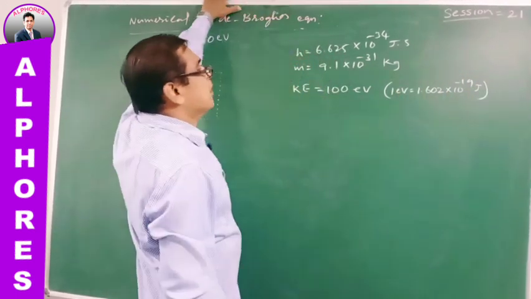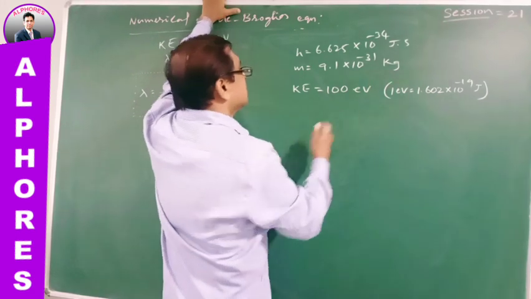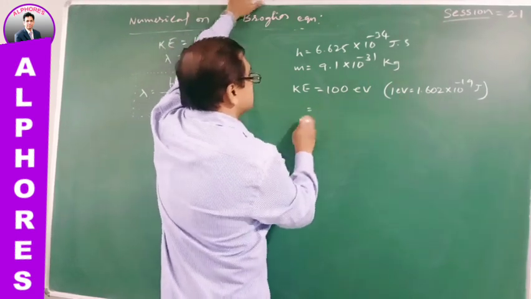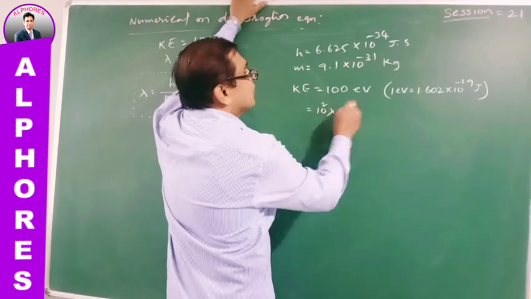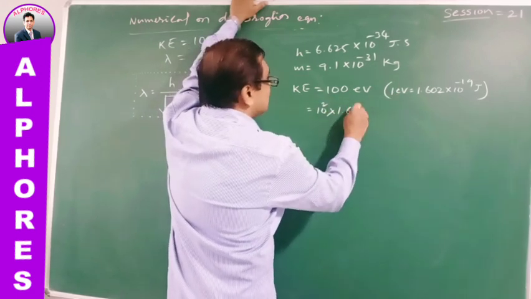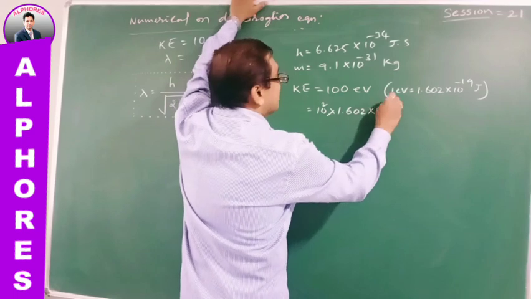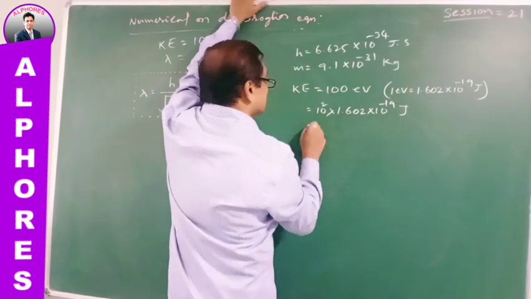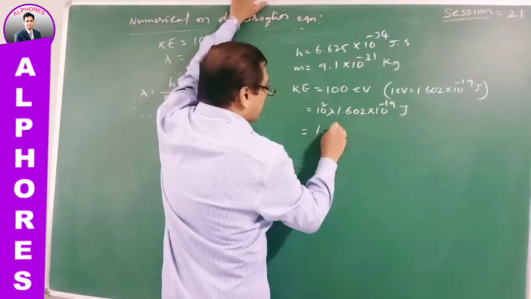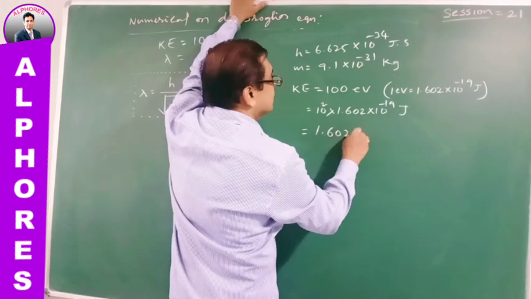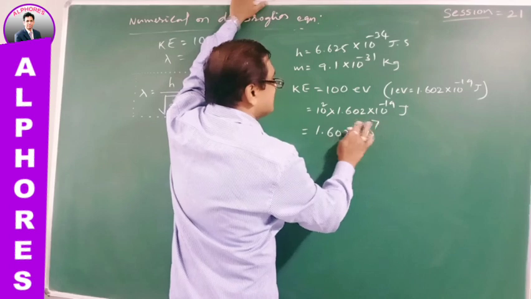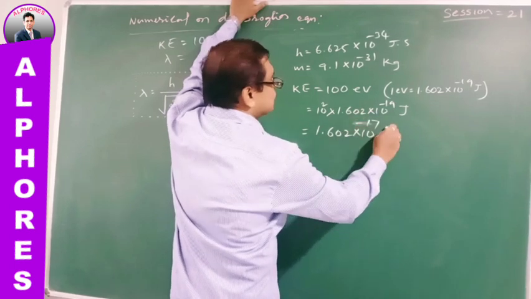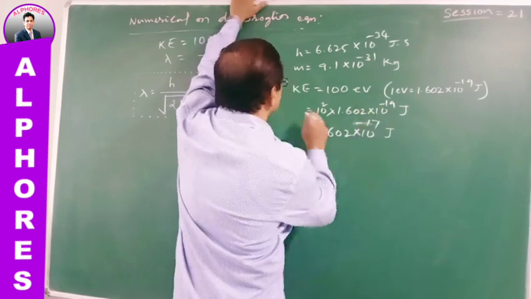Now that is converted into joules: 100, that means 10 squared, into 1.602 into 10 to the power minus 19 joules, that is equal to 1.602 into 10 to the power minus 17 joules. That is the kinetic energy.